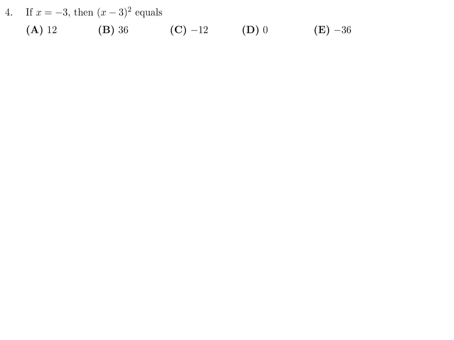If x equals minus 3, x minus 3 squared is equal to. So I'll substitute minus 3 for x, and then that becomes minus 3 minus 3, which is minus 6 squared, and that is 36. So number 4, the answer is B.